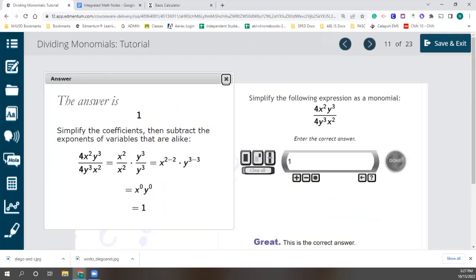Wow. How did that work? So the 4 divided by the 4 is 1. The x2 minus x2 equals 0. See, x to the 0. Well, x to the 0 power is saying x not multiplied by itself at all. Here's a $5 bill. Did you get it? No. So how many $5 bills do you have? 0. The same thing happens with the y. Exponent 3 minus exponent 3 is 0. Therefore, it's y to the 0 power. That's how we got 1.